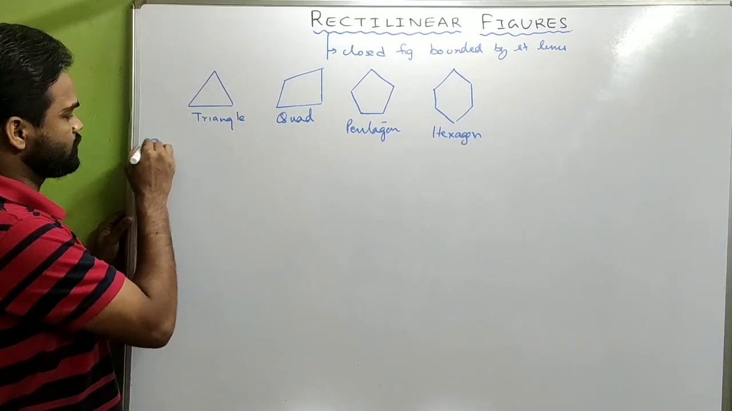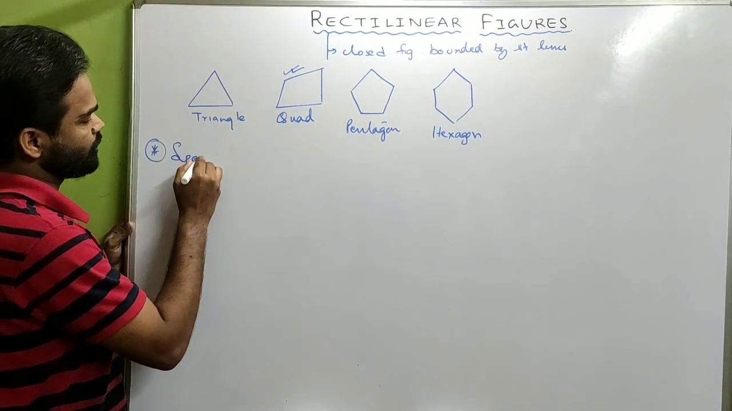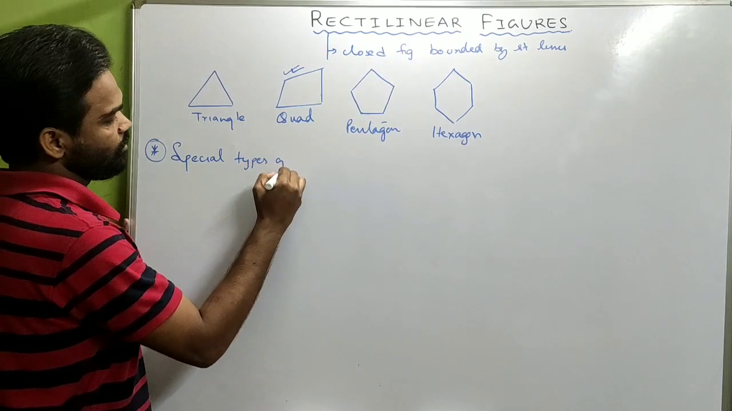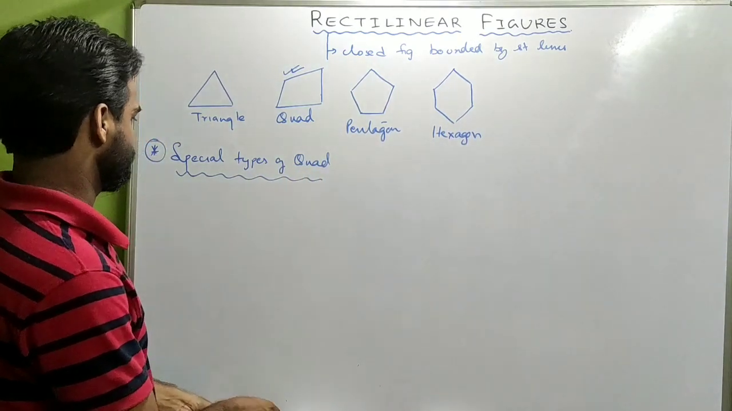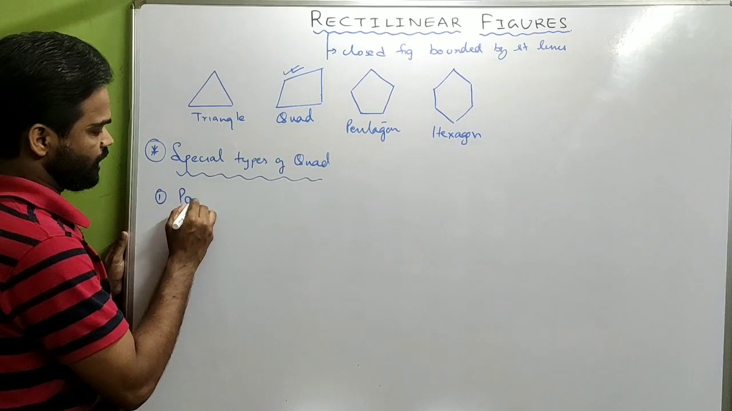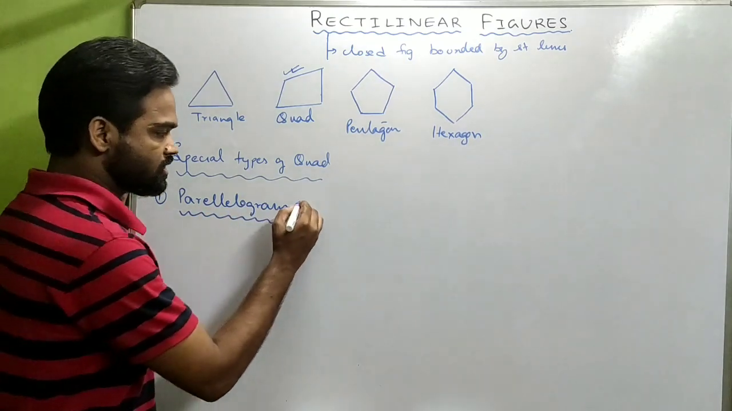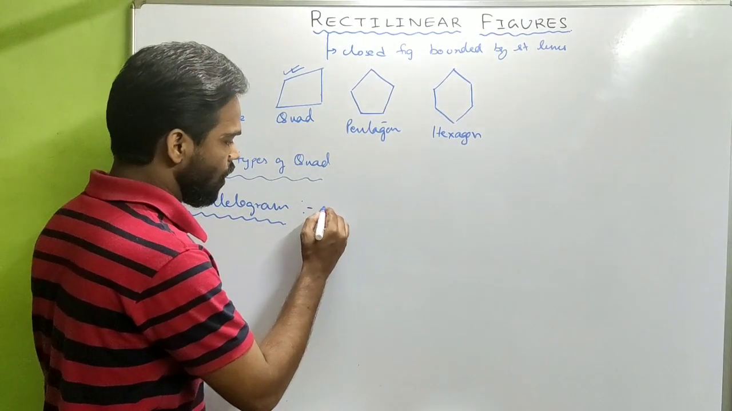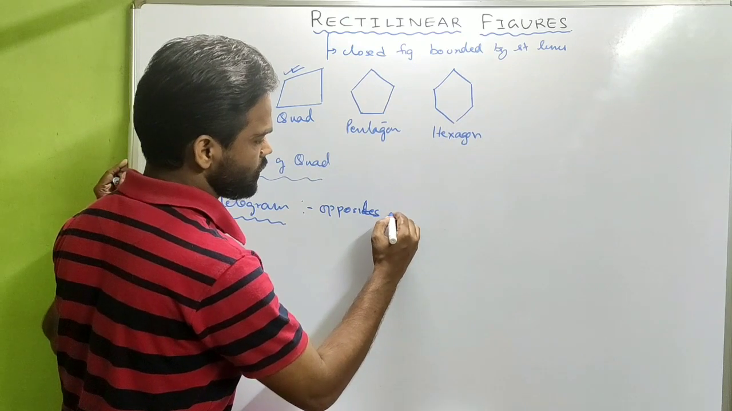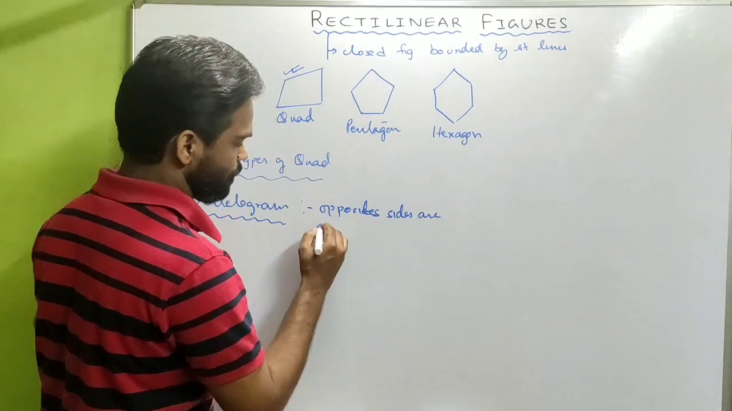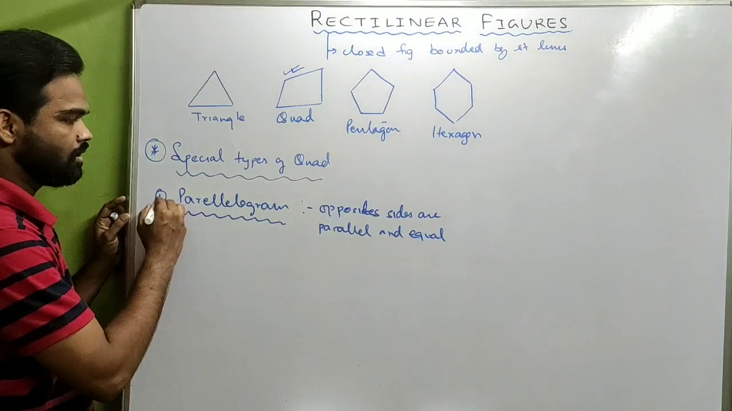Now let us discuss a few special cases of quadrilateral, special types of quadrilateral. First I'll talk about the parallelogram. So what is a parallelogram? It's a quadrilateral in which opposite sides are parallel and equal. So that's a parallelogram.